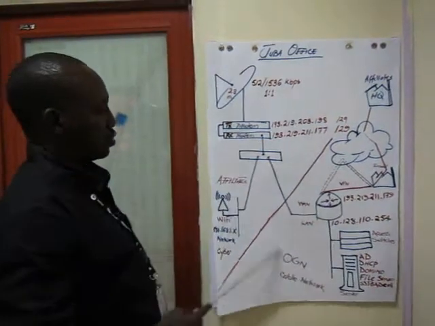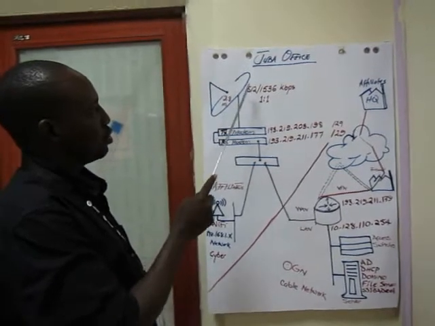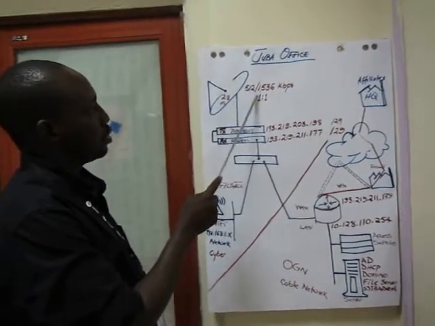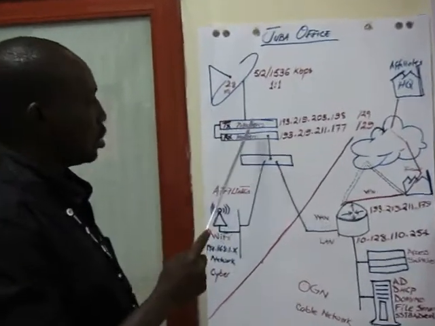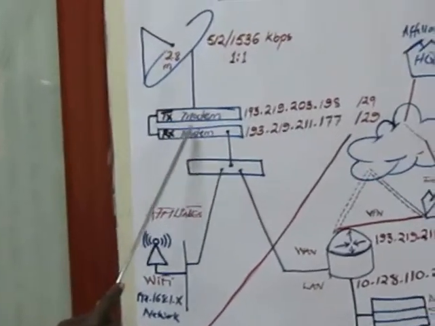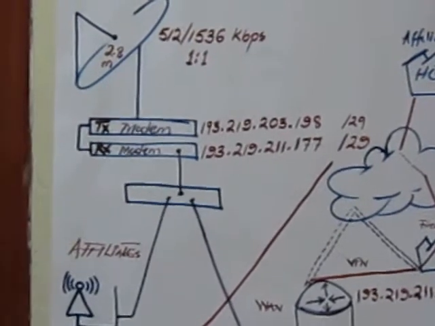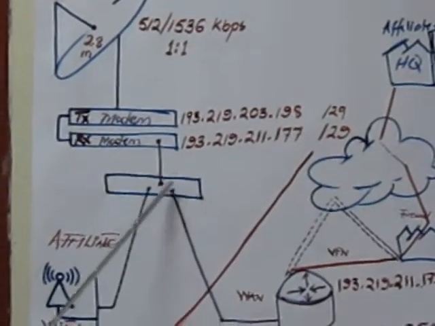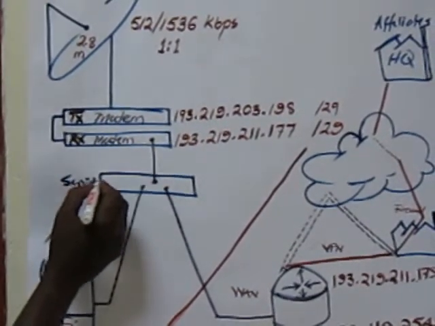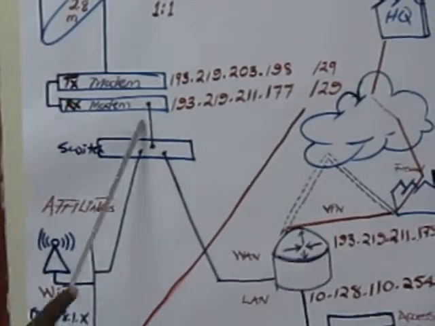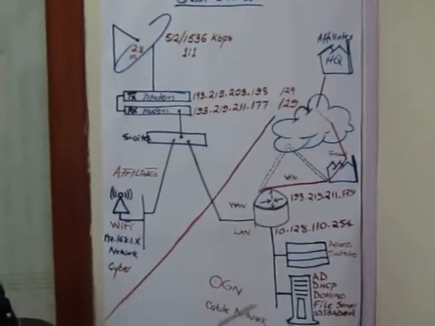This is the setup of our systems in Juba. We are getting internet through a 2.8 meter dish with a bandwidth of 512 and 1536 kbps, one-to-one contention. Two modems are connected to the VSAT. We have a TX and RX modem, and they're connected via a heartbeat cable. These two modems are sending down to a switch. This switch helps us distribute internet to these two segments of our network.